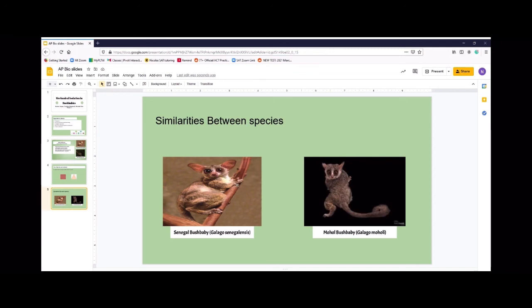And specifically, in these two species of bush babies, the Senegal male weighs more than the female, and the Mohole bush baby's female is heavier than the male. And that's basically it.